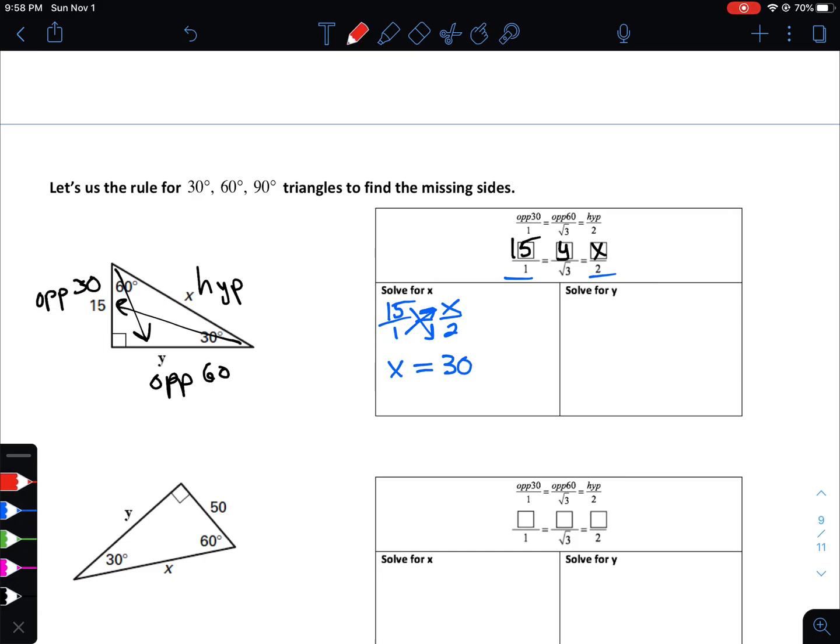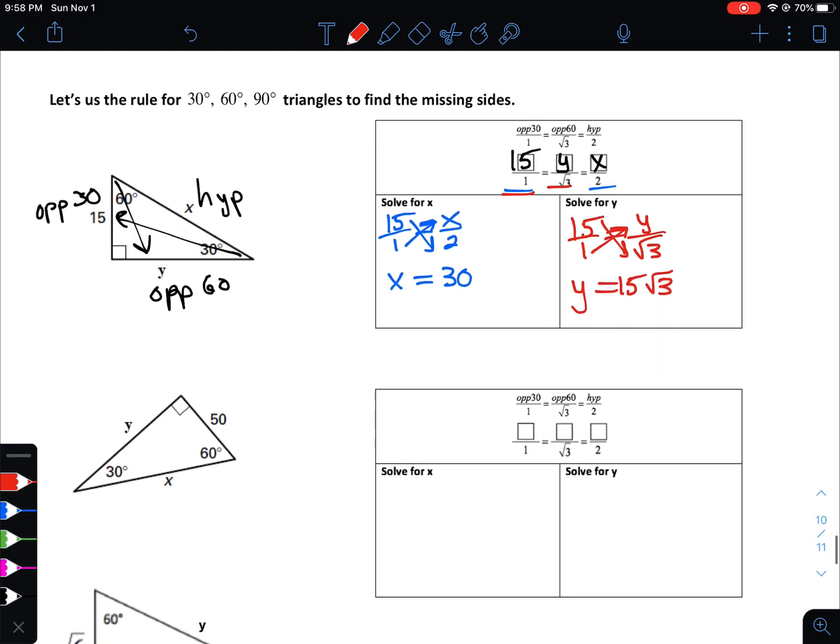Let's do the same thing for y. Again, just use the parts that you would want to use. So again, we'll use the 15 over 1, and then we'll use the y over square root of 3. And again, we're just going to cross multiply. So 1 multiplied by y is 1y. 15 multiplied by the square root of 3 is just 15 square root of 3. And just like that, we're done.